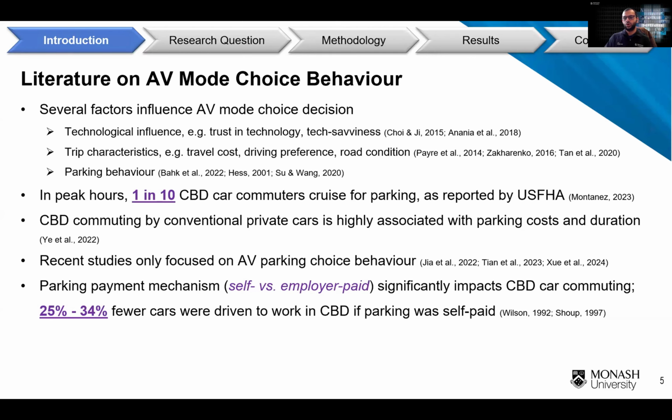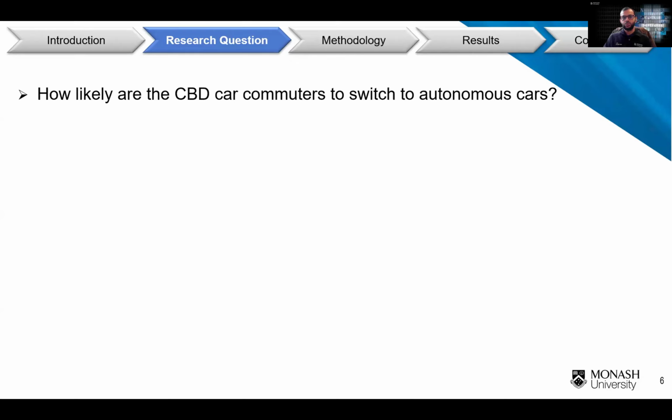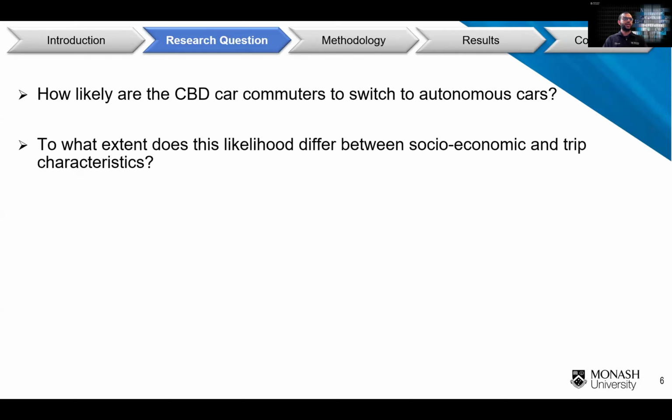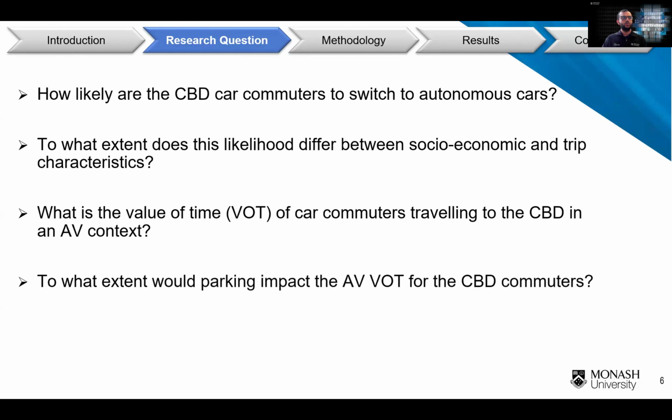But the limitation of the research is that no one has actually investigated how these parking payment characteristics will impact AV mode choice in the AV context. So the research questions that we are going to answer in this presentation are: how likely are CBD car commuters to switch to autonomous cars? To what extent does this likelihood differ between socioeconomic and trip characteristics? What is the value of time, or VOT, of car commuters traveling to the CBD? And to what extent does parking impact the AV VOT for CBD commuters?